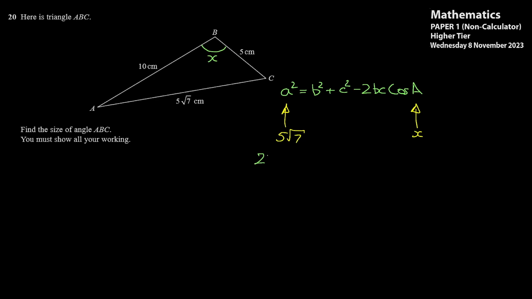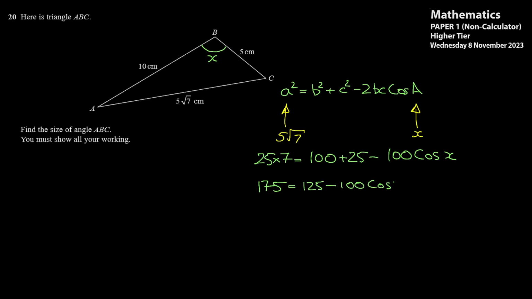So this is 25 multiplied by 7 is equal to b squared, doesn't matter which one we choose, let's say it's 100, plus now the 5 squared, so this is 25, minus 2 times 5 times 10. So this is 100 cos x. So this is 175 is equal to 125 minus 100 cos x.